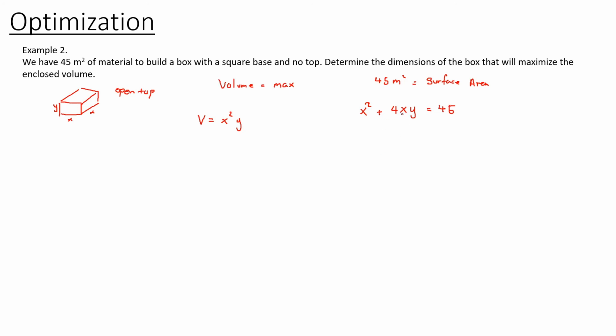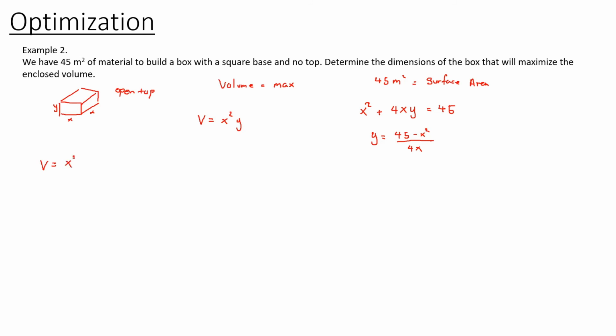In this case, we have x squared and x, so it's easier to solve for y. So we have y is equal to 45 minus x squared over 4x. Now we know the condition. We're going to substitute it into the volume equation because that's what we want to find.